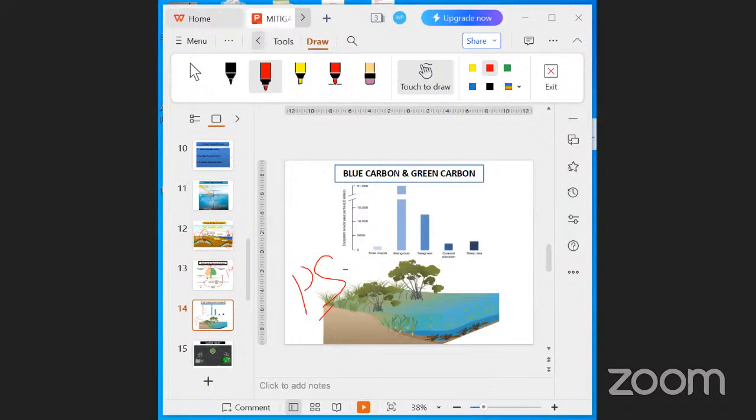So afforestation and deforestation control are measures that can be taken to enhance biological carbon sequestration, right? So this is the green carbon.